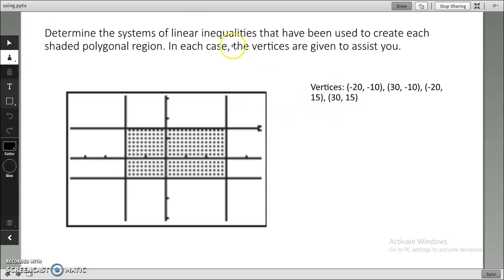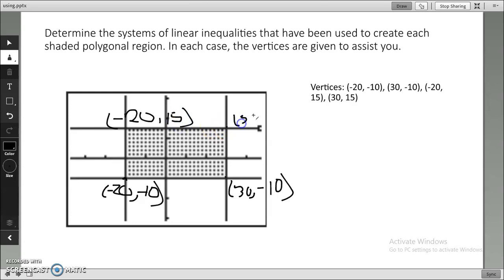So first we have -20, -10, and I'm going to guess that that is this point right here. So that's -20, -10, because this is the negative x and the negative y. Then I have 30, -10. So 30, -10 would be right here. And then we have -20, 15. So -20 will be over here. And then 30, 15 would be over here.